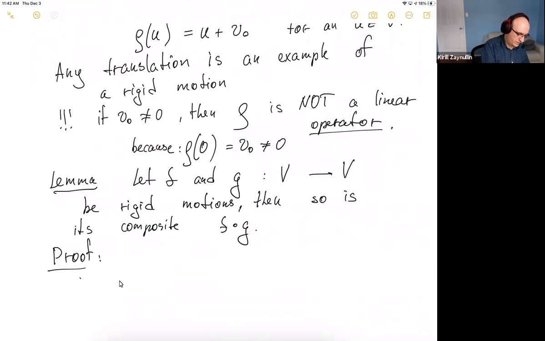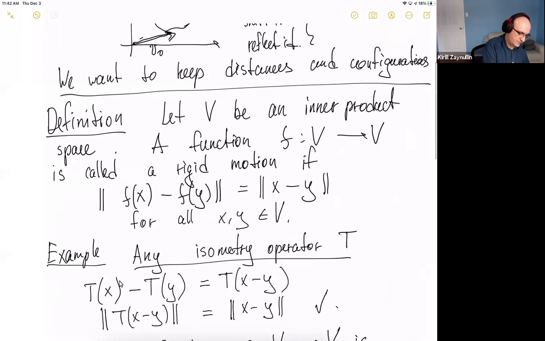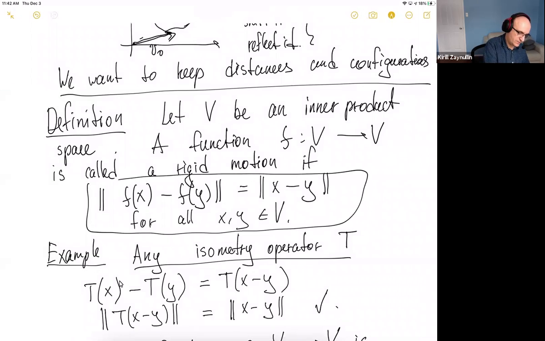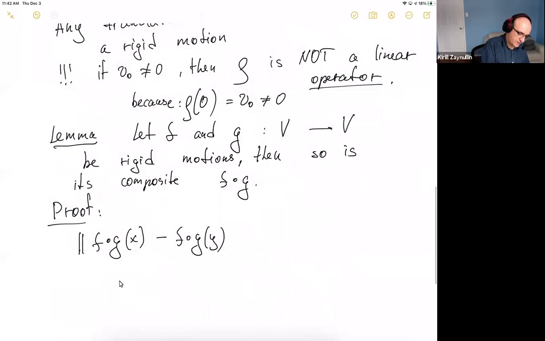Well, we can just compute f composed with g of x minus f composed with g of y. Don't forget that in order to check that something is a rigid motion, we just need to check this identity. Okay, so let's just compute it. The length of that difference, we can write it down in a slightly different way, right? f of g of x minus f of g of y.